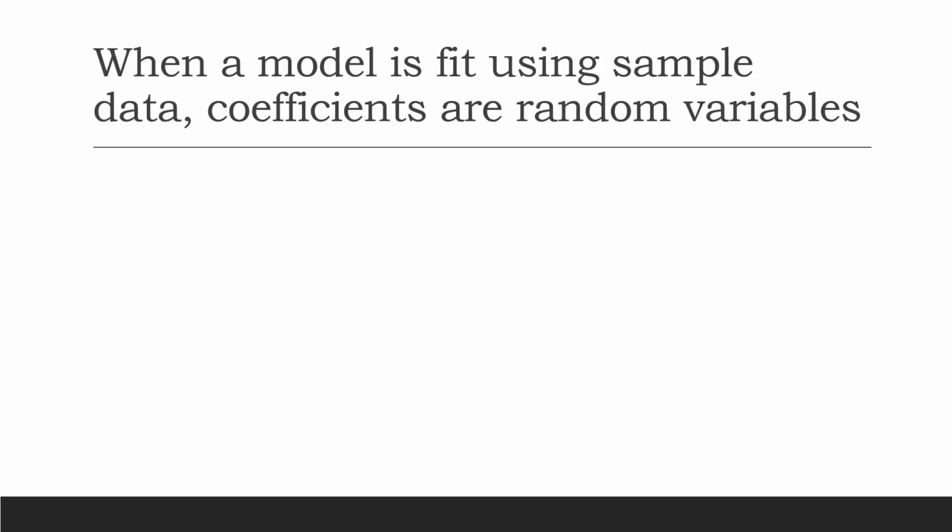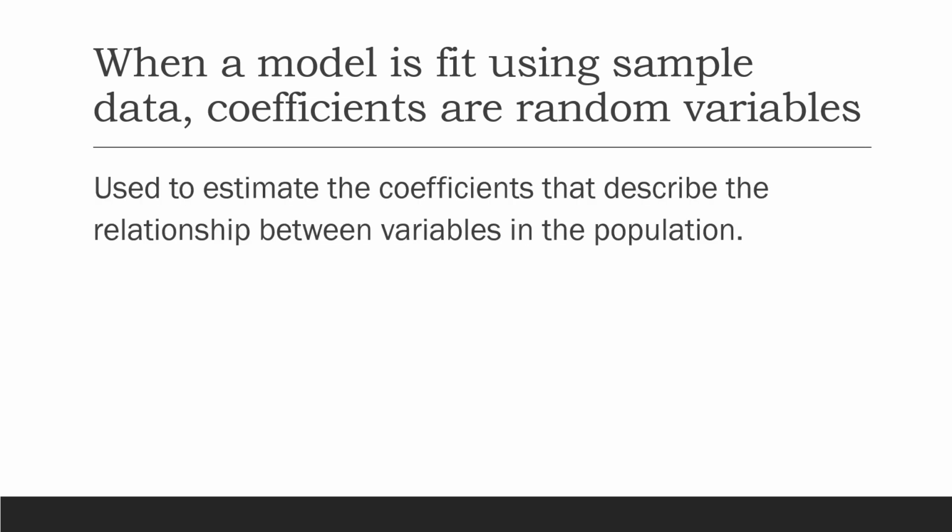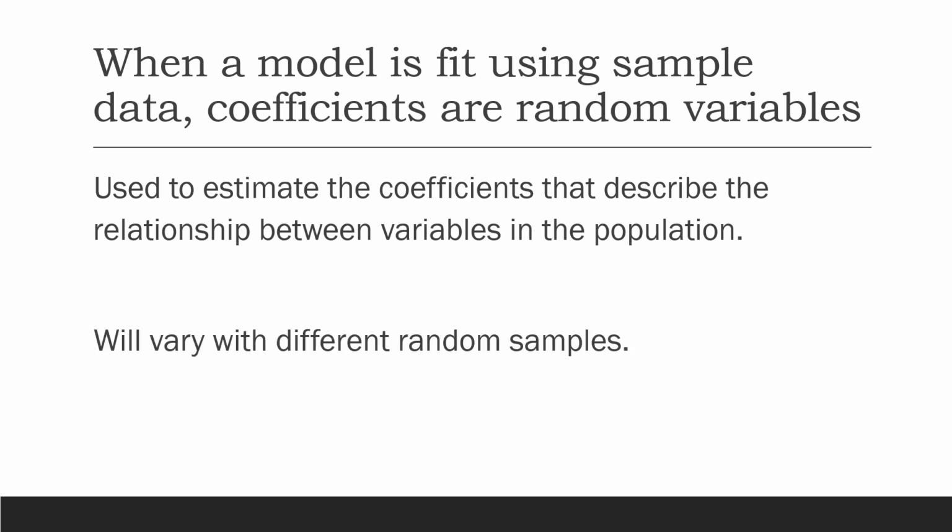When a model is fit using sample data, the coefficients in the model are also random variables. Those coefficients are used to estimate the coefficients that would describe the relationship between the variables if we could fit the model using data from the entire population. And because they're based on samples from the population, the coefficients would be different from different random samples.